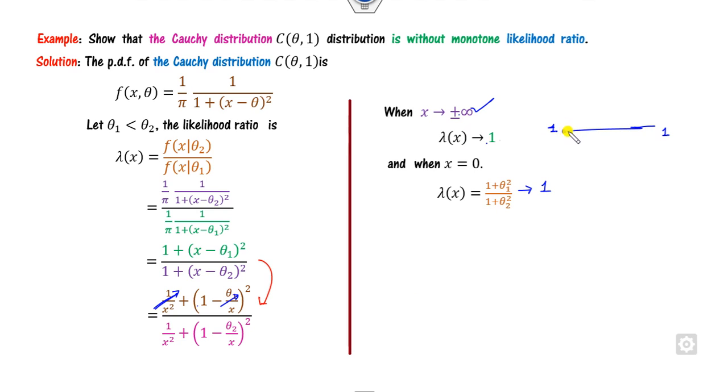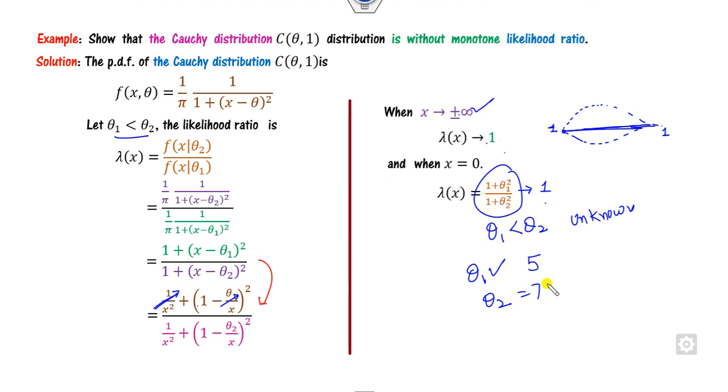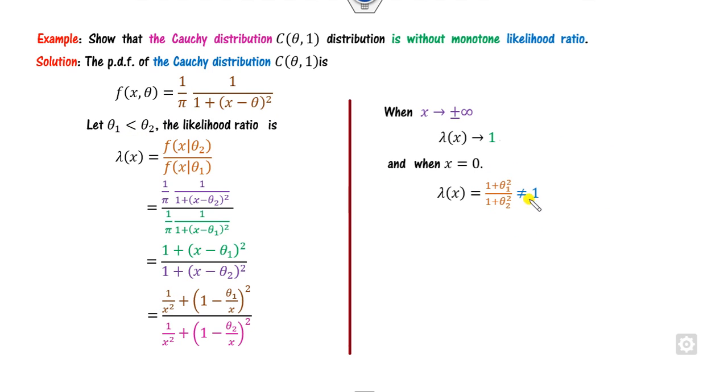So if this number decreases and then increases, it is not a monotone likelihood ratio. If this number increases and then goes to 1, again it is not monotone. So the only case is when it will be uniformly 1. Can it be 1? Remember that theta 1 is less than theta 2 and they are unknown. So you can choose theta 1 to have any value, say 5. Theta 2 must satisfy this property, say 7. Can this number be 1? No, it is not equal to 1.